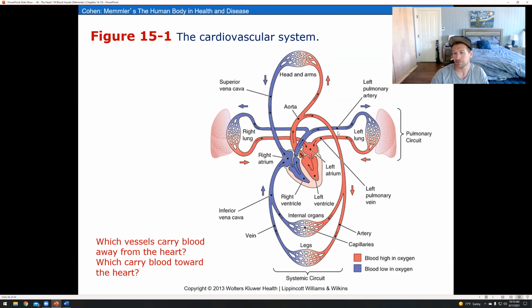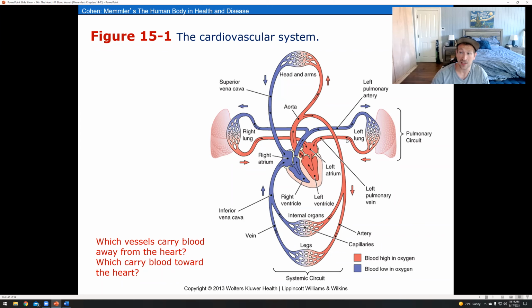That's the only time deoxygenated blood is traveling through an artery. The rest of the time, for the most part, oxygenated blood is traveling around throughout the body. And the same thing is true on the flip side. You've got very oxygenated blood traveling towards the heart.